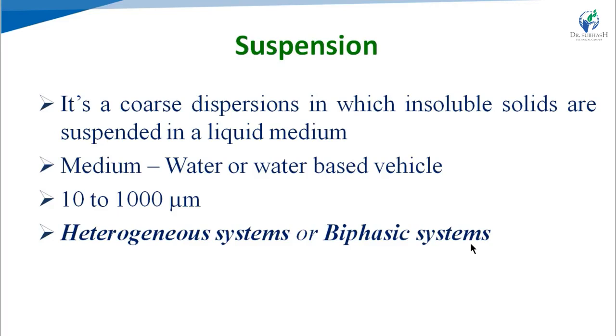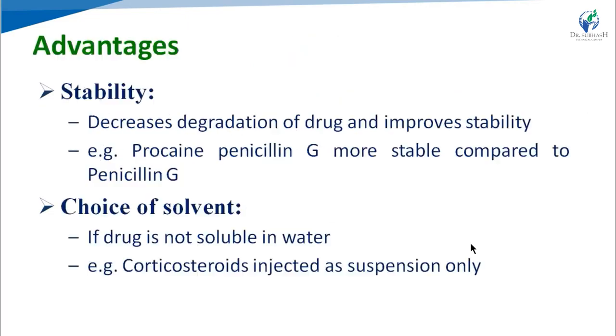We can say the solution is a homogeneous system in which two phases are miscible with each other. That's why solution is a homogeneous system. But in the suspension we are using two phases, one is the solid and another one is the liquid. So that's why it is known as a heterogeneous system or a biphasic system. So we will discuss here the advantages of suspension.